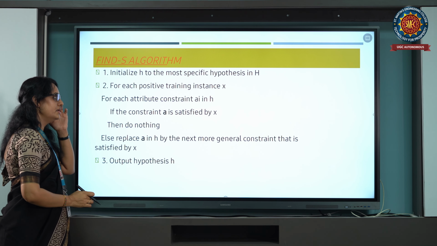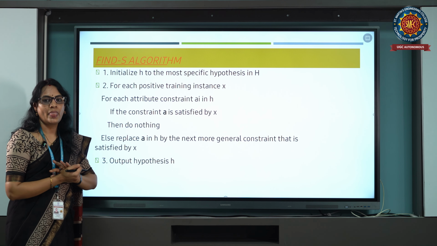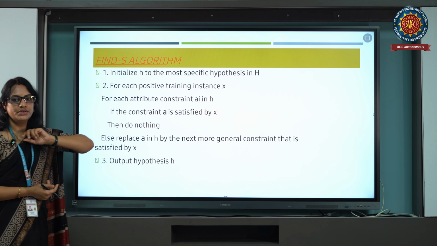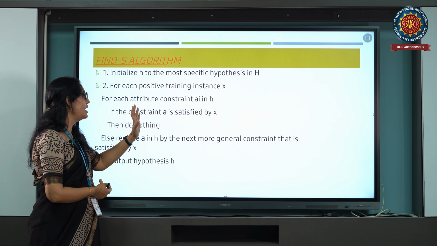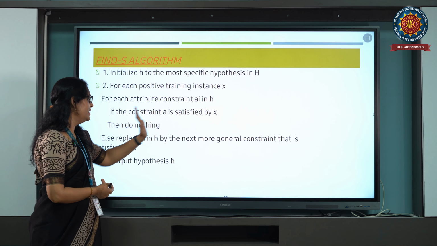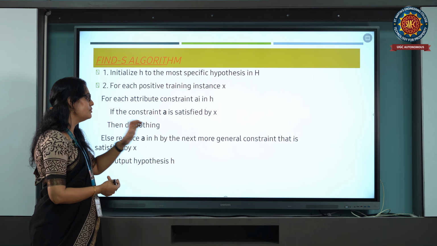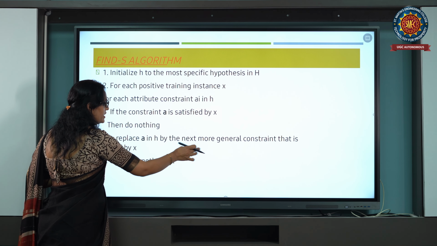So in Find-S algorithm, we will see first we have to initialize the most specific hypothesis. Next, you have to take the positive training example. Next, you have to initialize the constraint. Next, if it is not consistent with the positive example, you have to replace it with the most general constraint. So we will see what that is.